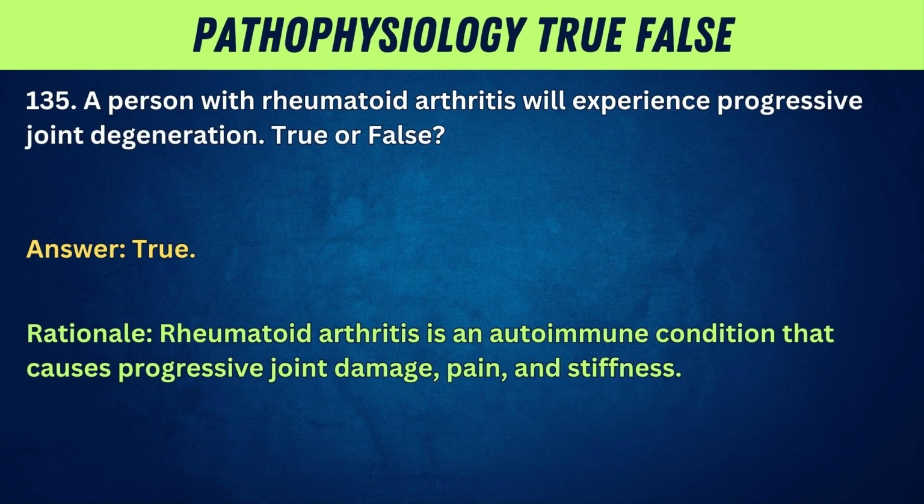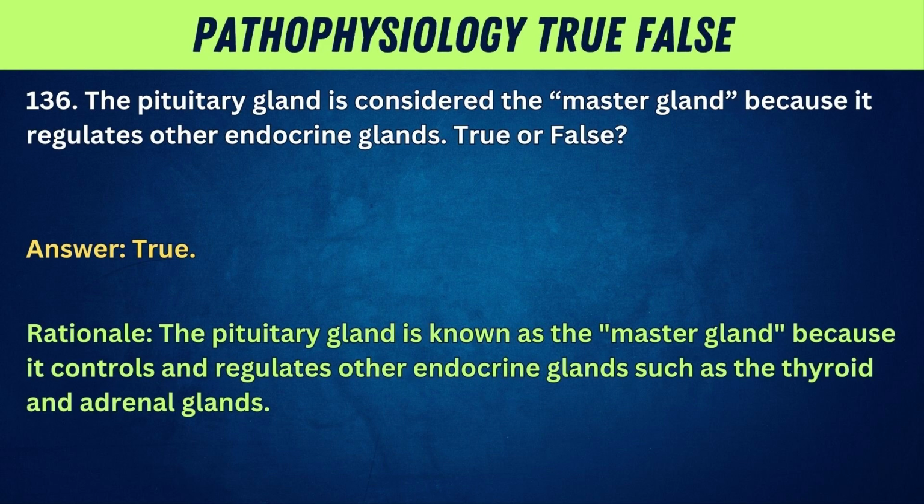135. A person with rheumatoid arthritis will experience progressive joint degeneration. True or false? Answer: true. Rationale: rheumatoid arthritis is an autoimmune condition that causes progressive joint damage, pain, and stiffness.